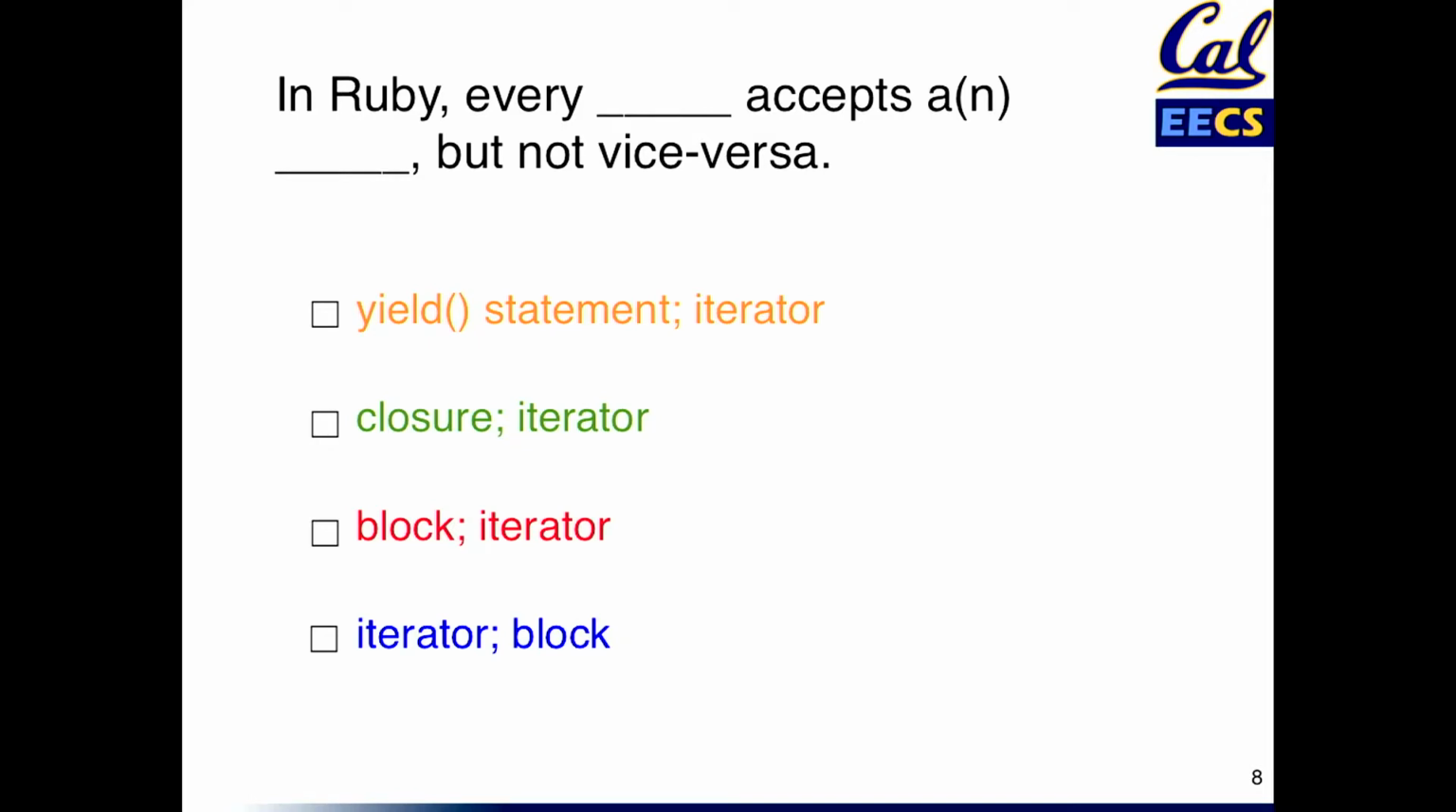So with that in mind, we can do a question. Cards out. Every blank in Ruby accepts a blank, but not vice versa. Let's see if you followed all the terminology. And let's do our initial vote.